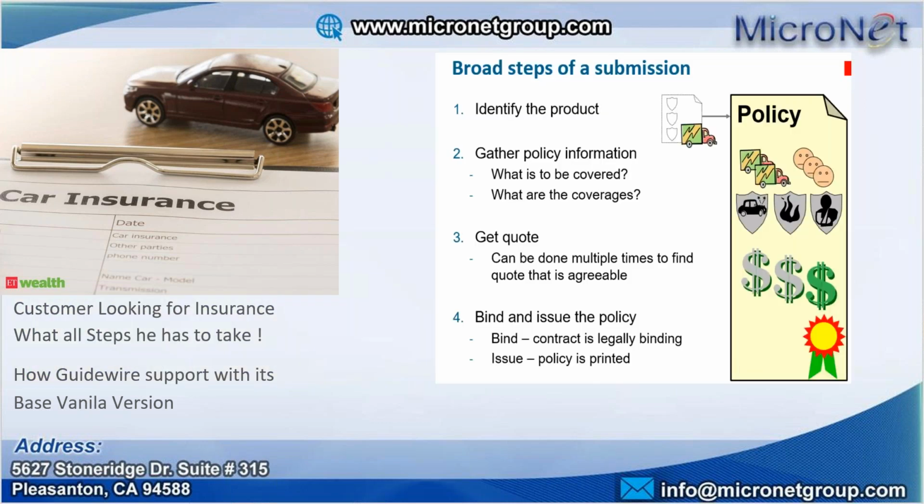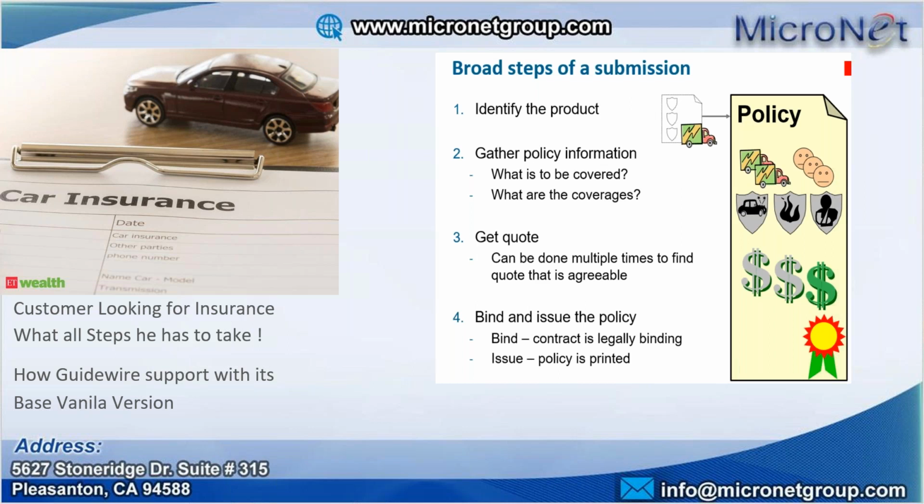This is my broad steps of submissions. Whenever a customer comes and asks for a policy, you identify the product. Let's say he is looking for a personal auto, or it could be homeowners, or workers' compensation. So you identify the product, what exactly he wants. We gather all the information around the policy: what needs to be covered?